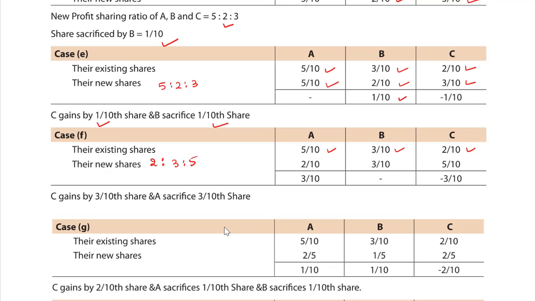In case of A's share, A will sacrifice 3 by 10. 5 by 10 minus 2 by 10 is 3 by 10. And C will gain 3 by 10. 5 by 10 minus 2 by 10 is gain 3 by 10. So C gains by 3 by 10 and A sacrifices 3 by 10 share.